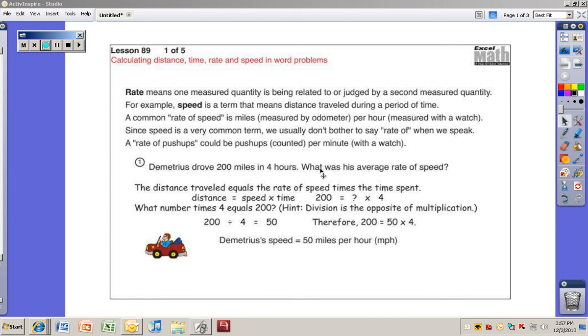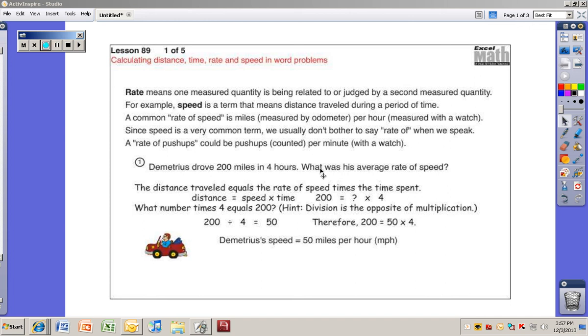A common rate of speed is miles, measured by the odometer, per hour, measured with a watch. Since speed is a very common term, we usually don't bother to say rate of when we speak. A rate of push-ups could be push-ups counted per minute with a watch.